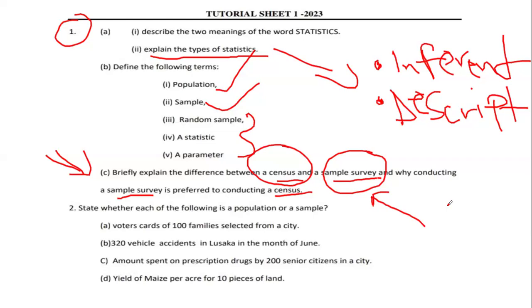Okay, and then let's go through these questions on 2 to see if we understand the definition of population and sample. So I have a population there, and then I have a sample here. We have been given a series of scenarios here, so we have to determine whether the scenario is a sample or a population. The first one, they're saying voters cards of 100 families selected from a city. Is that a population or is that a sample?